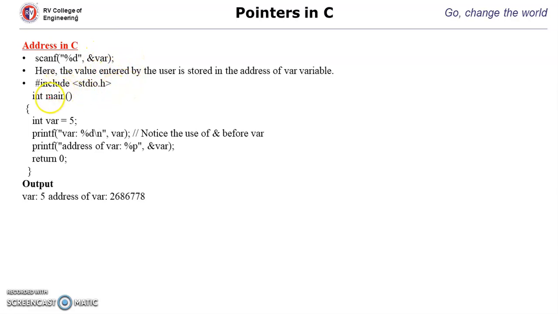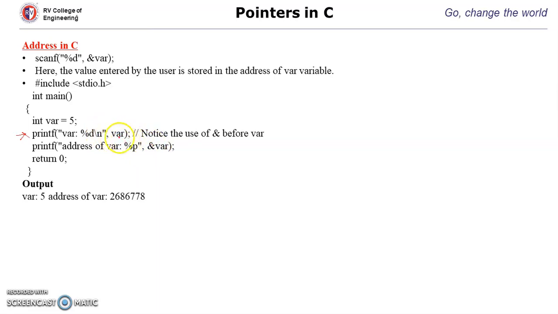Let's take one working example. We write a header file and then the main function, and here the variable var is of integer type and has the value 5 assigned to it. Then we write two printf statements. In the first printf statement, we are printing the value of the variable, and in the second printf, we are printing the address of the variable var. Here you can see the difference: the format specifier used in the first printf is %d, whereas the format specifier for the second printf statement is %p.